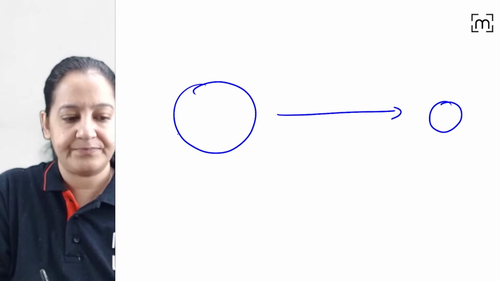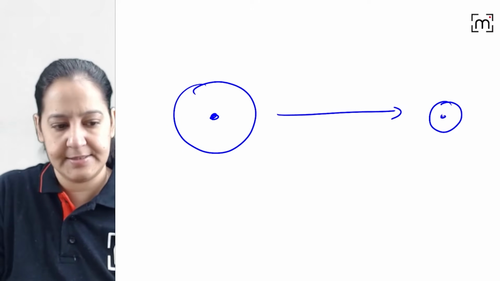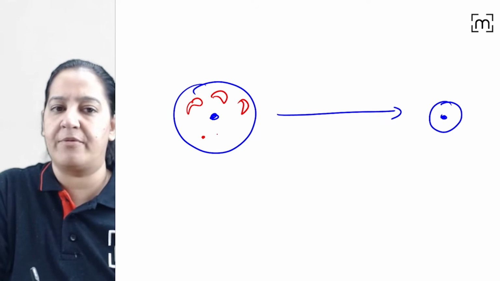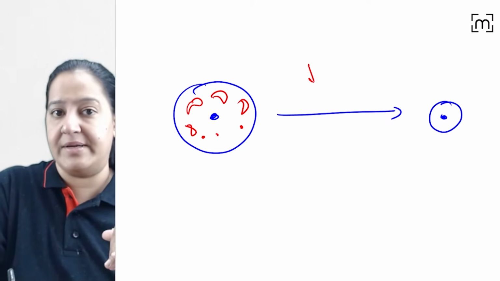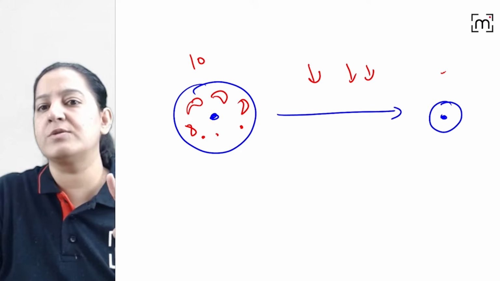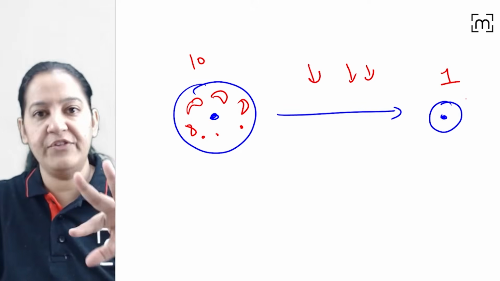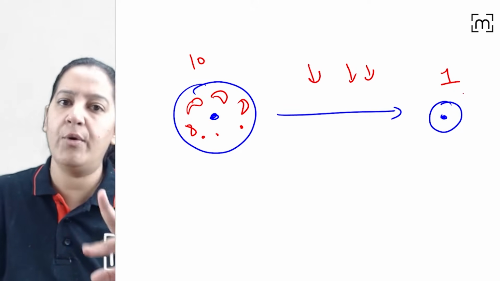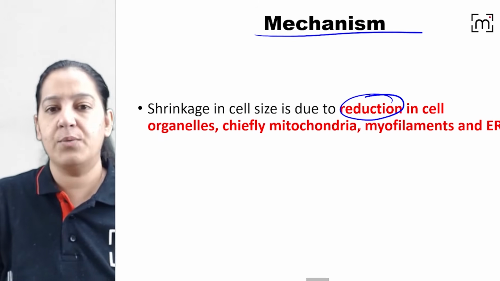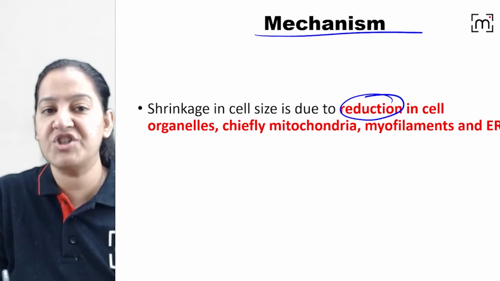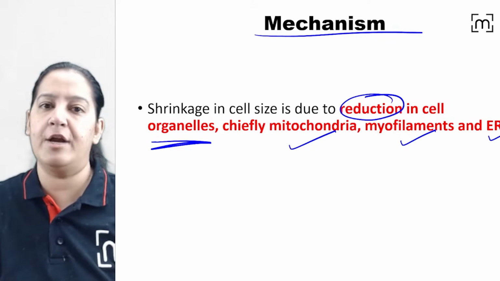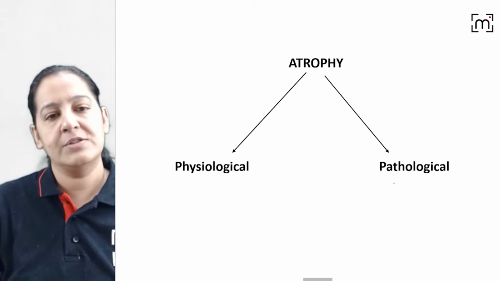So here there is nucleus, right? Now here whatever structural components, the mitochondria, endoplasmic reticulum, ribosomes are present, they all will decrease. The structural component will decrease. So just suppose there are 10 mitochondria, instead of 10 there is 1 mitochondria only. There is few mitochondria, few ribosomes, few endoplasmic reticulum, few structural proteins will be there. So cell decrease in size. So what is the mechanism? The mechanism is reduction in the cell organelles. Basically mitochondria, myofilaments and endoplasmic reticulum. That is the reduction. So that is the mechanism.